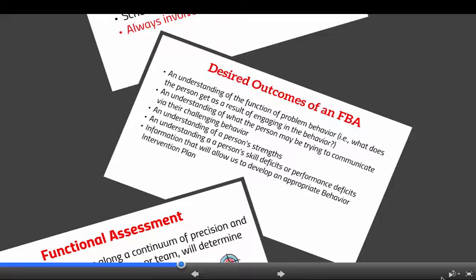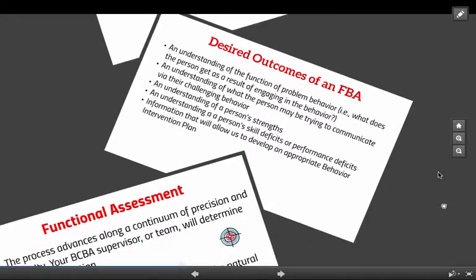So through the FBA, we're trying to understand function. We're trying to get an understanding of what the person is trying to communicate through their behavior. We're getting an understanding of their strengths. We're getting an understanding of skill deficits and performance deficits, and all that so we can develop the behavior intervention plan for the person.